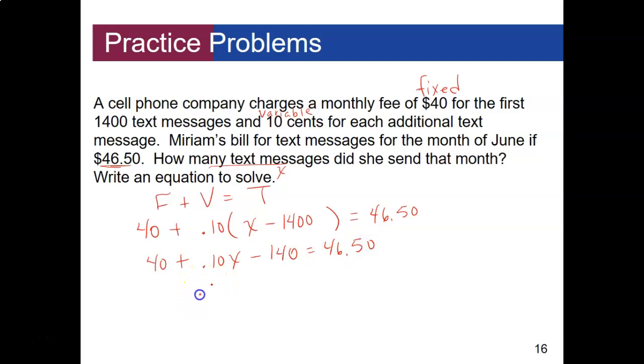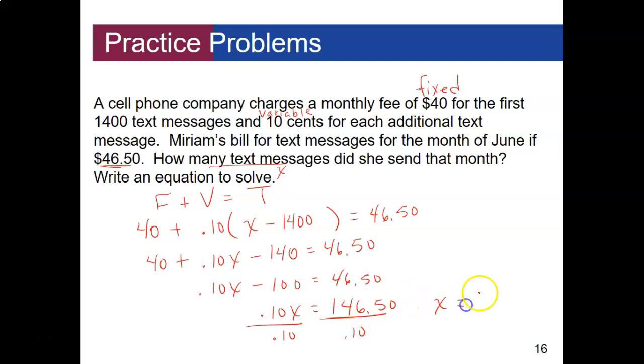Okay, so we'll have 0.10x minus 100 equals the 46.50. Go ahead and move that to the other side. Divide by 0.10, and we're going to get x equals 1465. So she had used 1,465 texts during that month. She had to pay the $40 fixed fee, and then she had to pay for 65 additional texts at 10 cents per text to give her the total bill of $46.50.